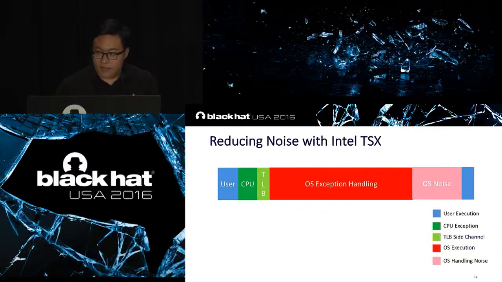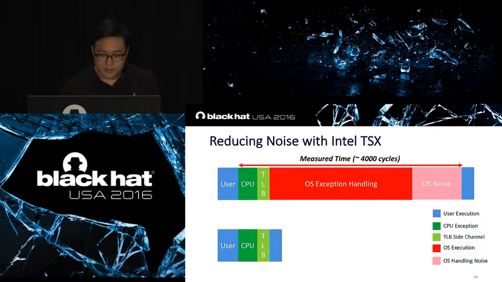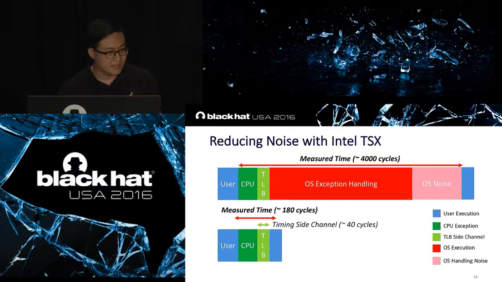And the timing breakdown will be like the following. Previously, we measured the timing like 4,000 cycles, including operating system exception handling. But in TSX, there's no operating system involved in the path, so it'll be much faster. What we measured is around 180 cycles, while the timing side channel is 40 cycles, and also there is no operating system noise at all.